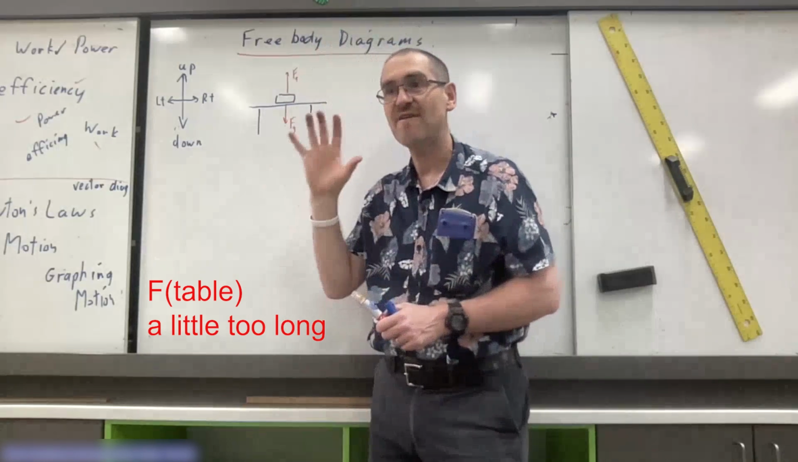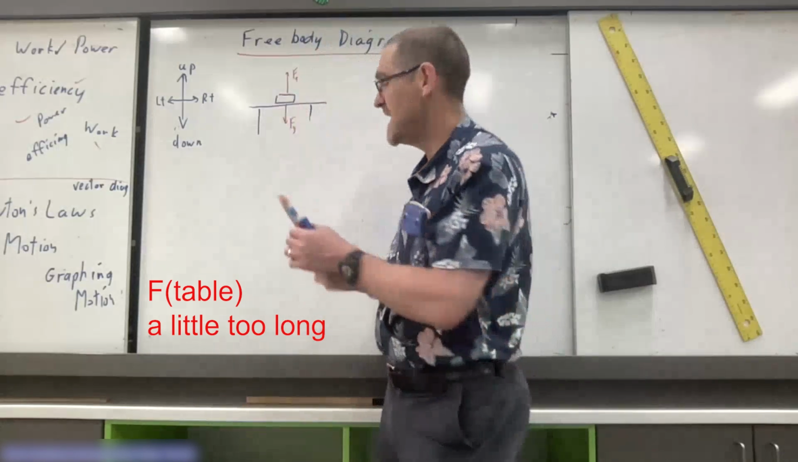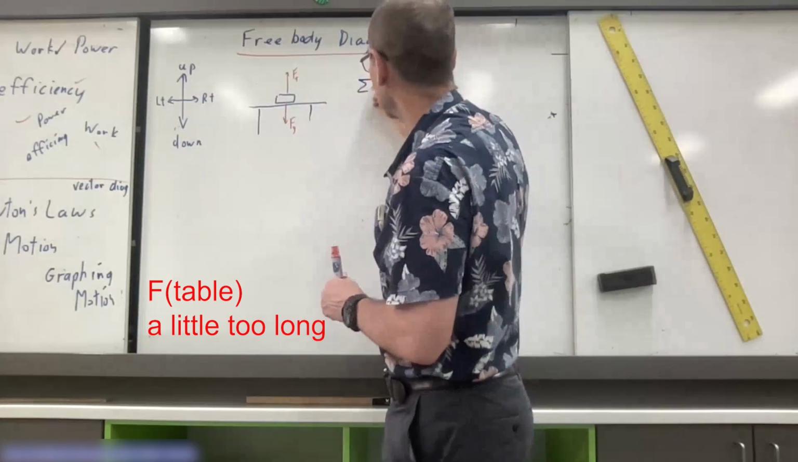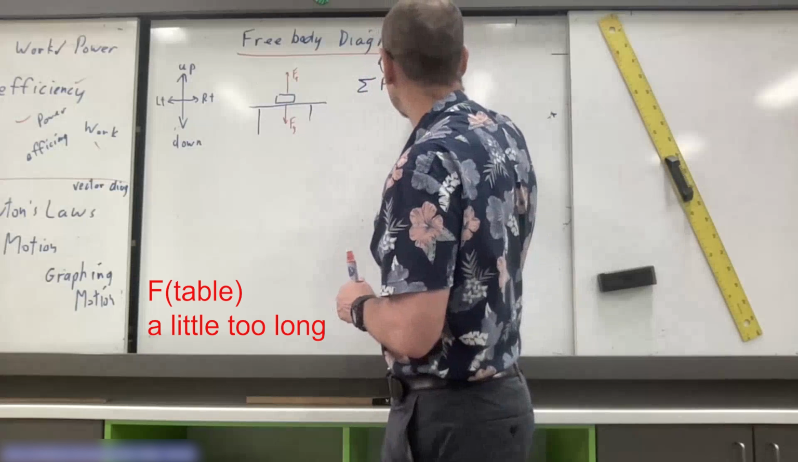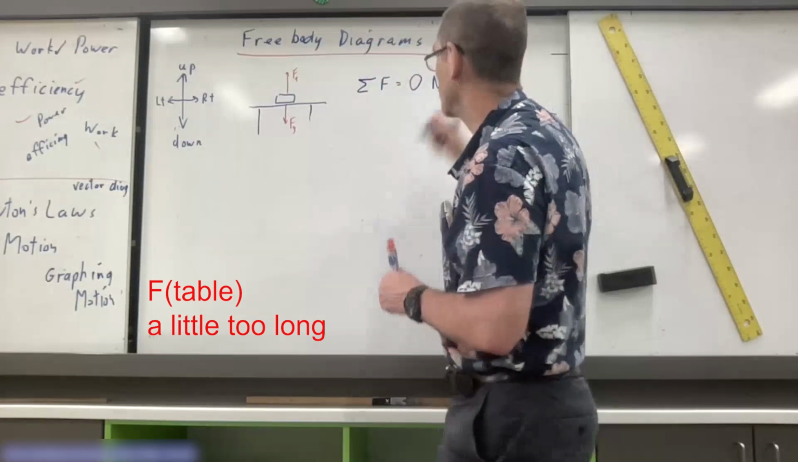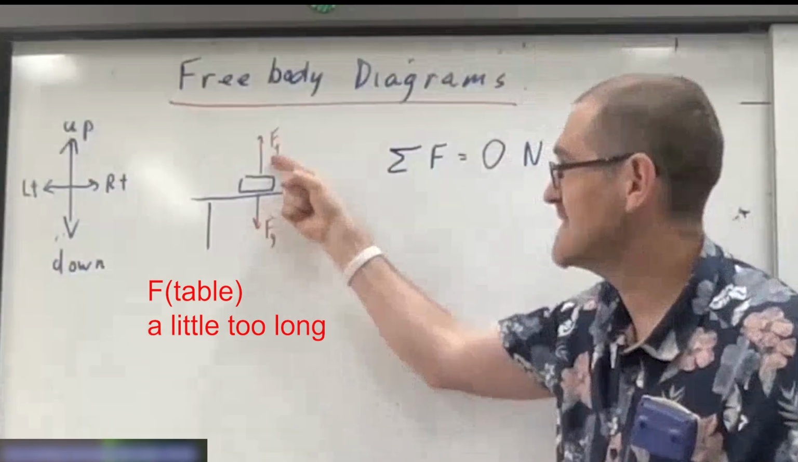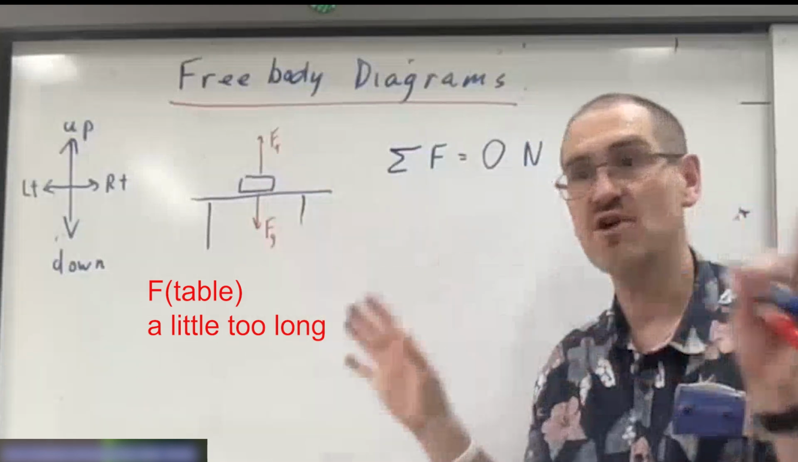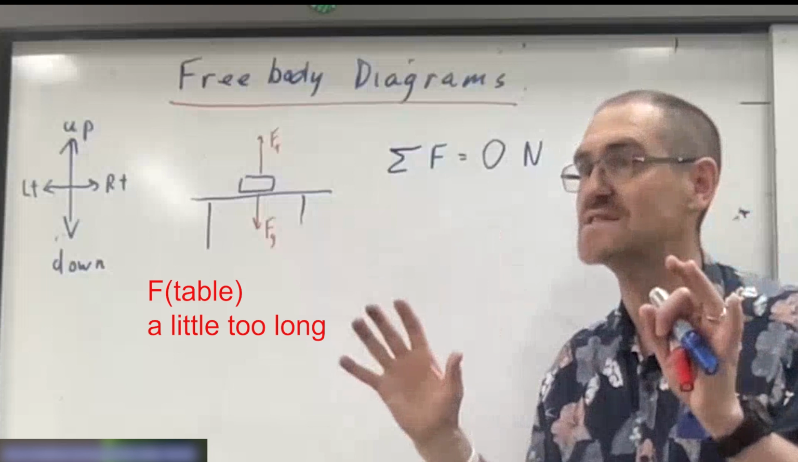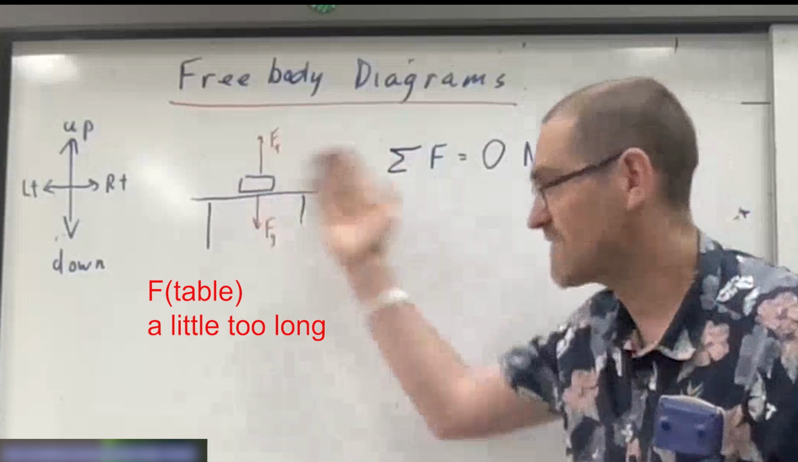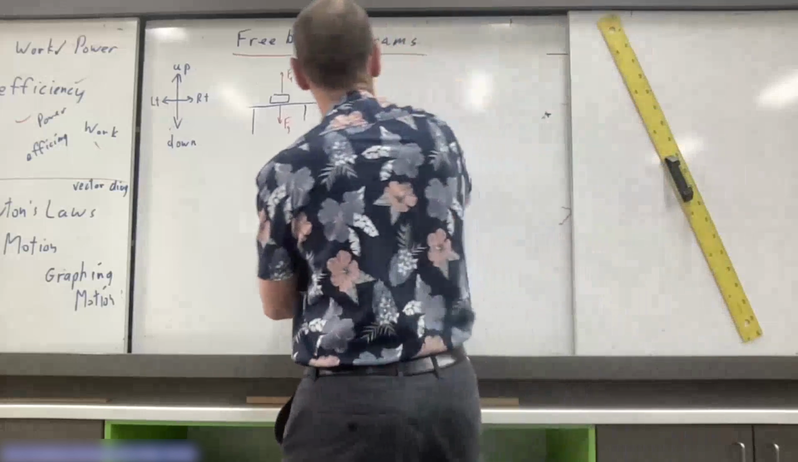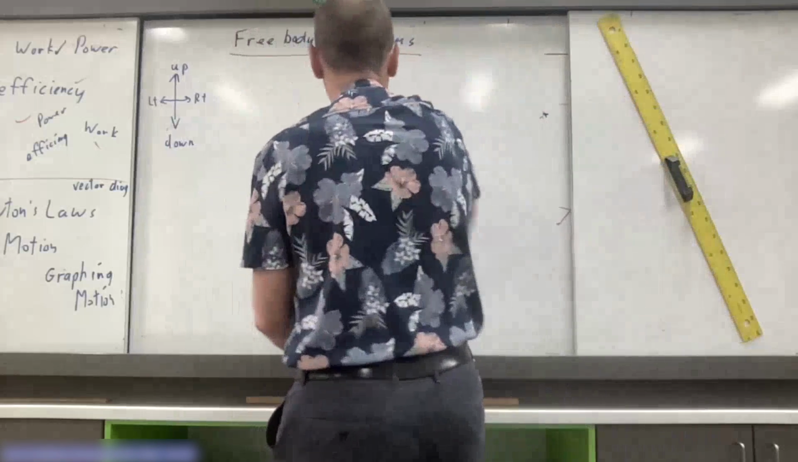So we have a free body diagram. Net force for this free body diagram equals 0 newtons, because that vector and that vector are identical. This free body diagram is not moving at all. It is stationary, it is at rest, so there is no net force. That's the simplest one. Right, let's get a slightly more challenging free body diagram.